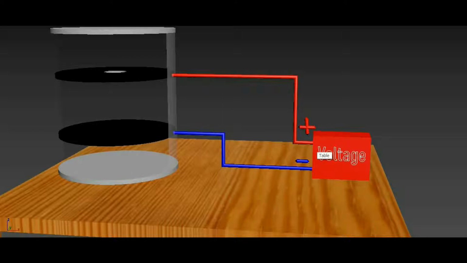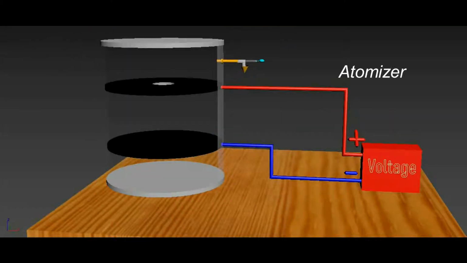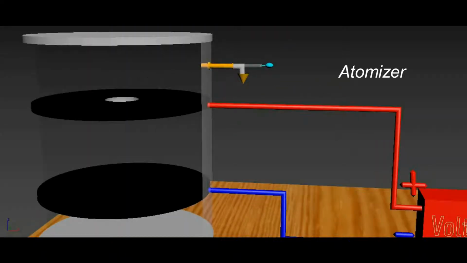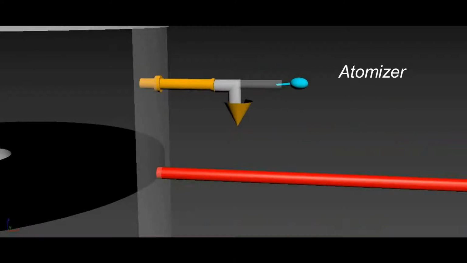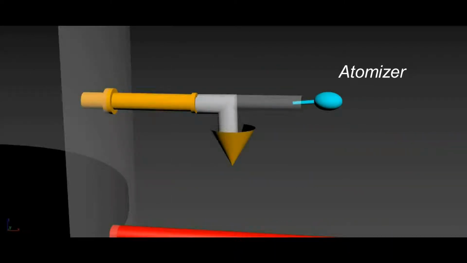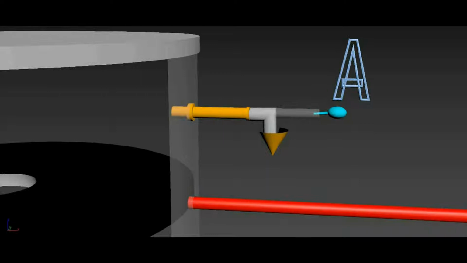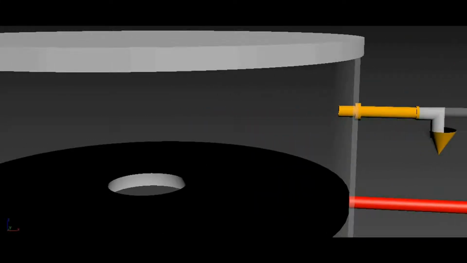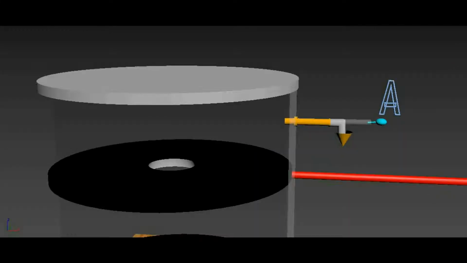He took an atomizer. An atomizer is a device for emitting water, perfume, or other liquids as a fine spray. He also placed a microscope in order to examine the motion of that spray.